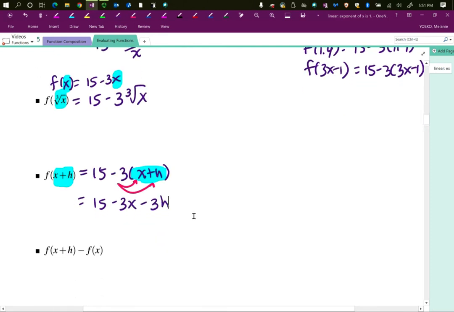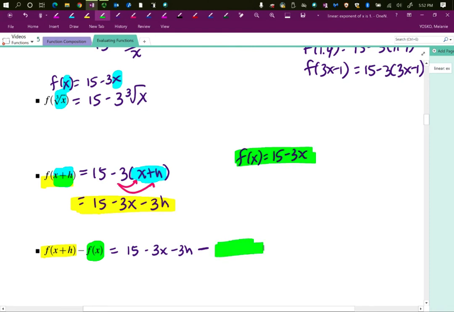Okay, let's continue. Oh, look here. This part, f of x plus h, is the same thing we just found. Okay, and there's a new piece. Now it says minus f of x. So we're just going to recopy the previous part, 15 minus 3x minus 3h. Then we're going to subtract off the original. So the original was f of x equals 15 minus 3x. So I'm going to write this right here. I just found f of x plus h in the previous step. Now I'm going to subtract the original function.